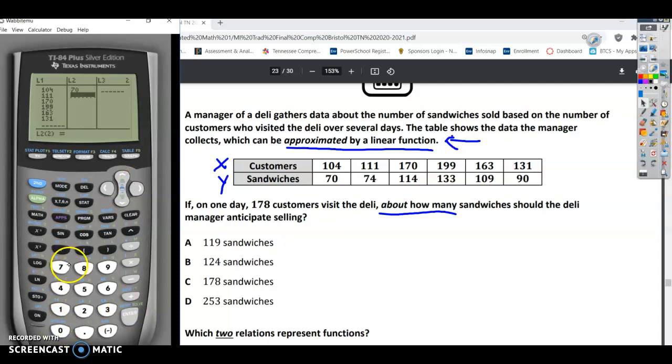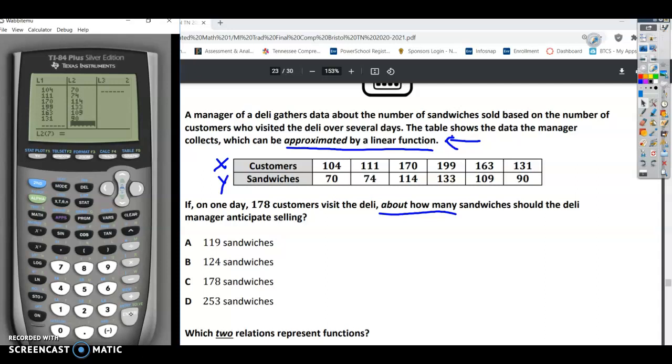All right, I'm going to come over to the L2 and put in my Y's. So 70, 74, 114, 133, 109, and 90. It's a good idea to practice doing this as well, not just watching it being done. That way when it comes test time, you know how to do it.